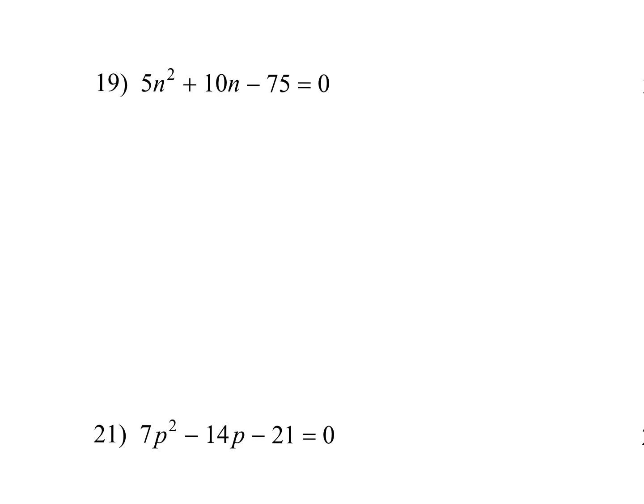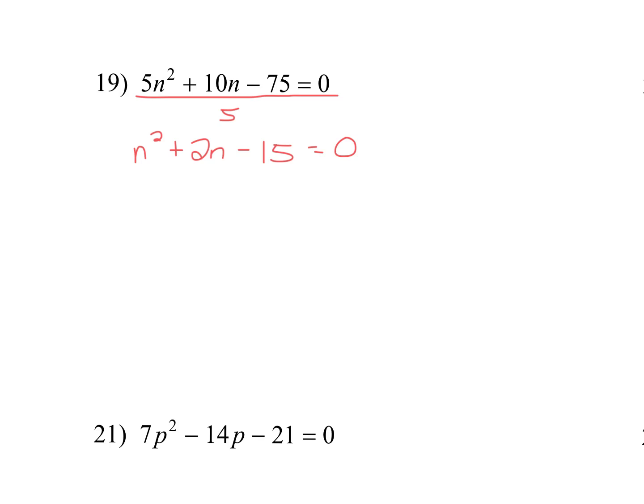So, our leading coefficient on number 19 is what? 5. So, we're going to divide the whole thing. Remember, you have to divide both sides by 5. Now, I know the other side's 0, but if it wasn't, you would still have to divide that other side by 5. So, we're going to divide each side by 5. So, if I do that, I'm going to be left with n squared plus 2n minus 75, not 75, minus 15 equals 0.